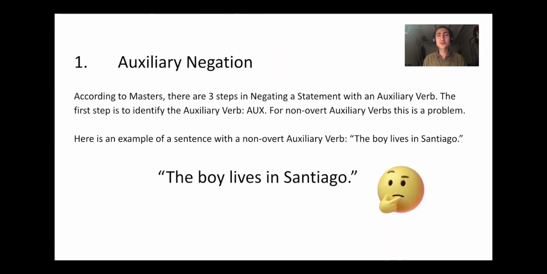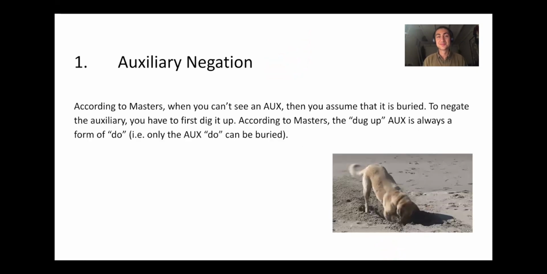Is there any auxiliary verb there? There is not. We have the boy and then lives as the main verb, no auxiliary. There's no is, there's nothing. According to Masters, when you can't see an auxiliary verb, then you assume that it is buried, like this dog is burying something or digging up. To negate the auxiliary, you have to first dig it up. According to Masters, the dug up aux is always a form of do, as in only the aux do can be buried.